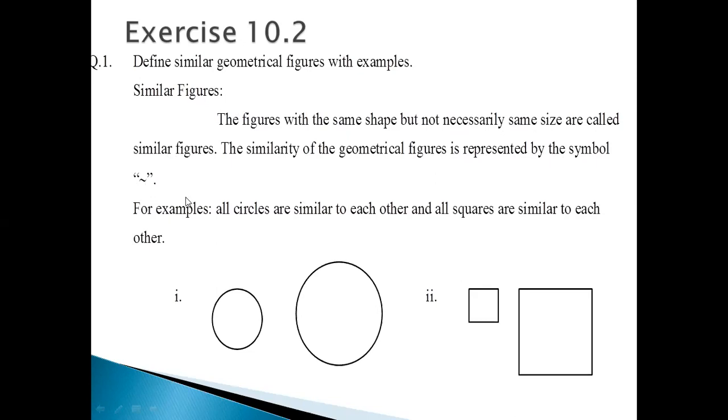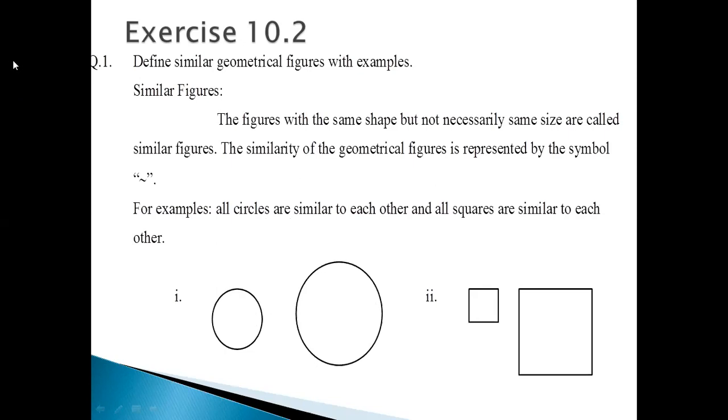For example, all circles are similar to each other. In the given figure you have two circles, both are similar to each other because they look the same, both are circles. Both squares are similar to each other because they look the same. So this is the definition of similar geometrical figures and these are the two examples. Now come to the next question.